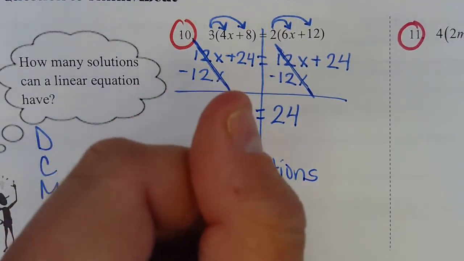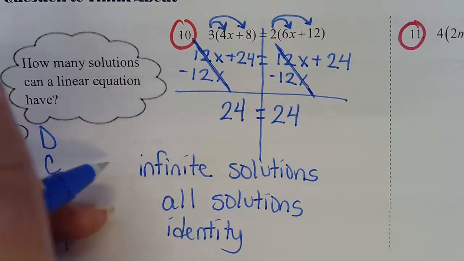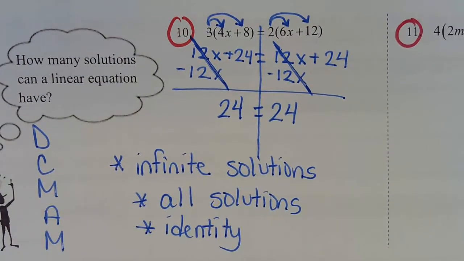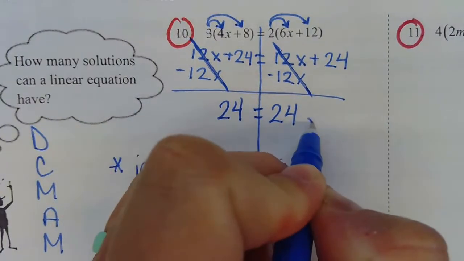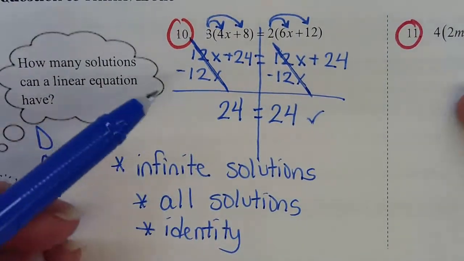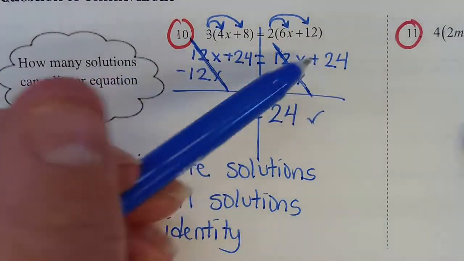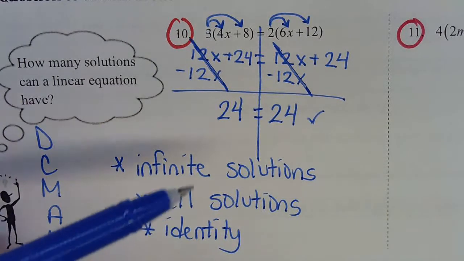This is also known as an identity, depending on what textbook you're looking at. These are the 3 answers that you would have for that, because 24 does equal 24 all the time. So that's why I always say all solutions. So 24 equals 24. Yep, that's true all the time. So that means any value I plugged in for x would make the left and the right-hand side equal to each other. That's what all solutions means.